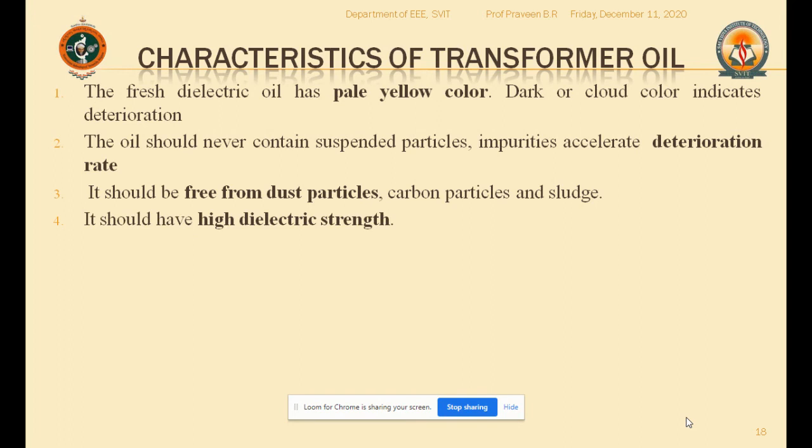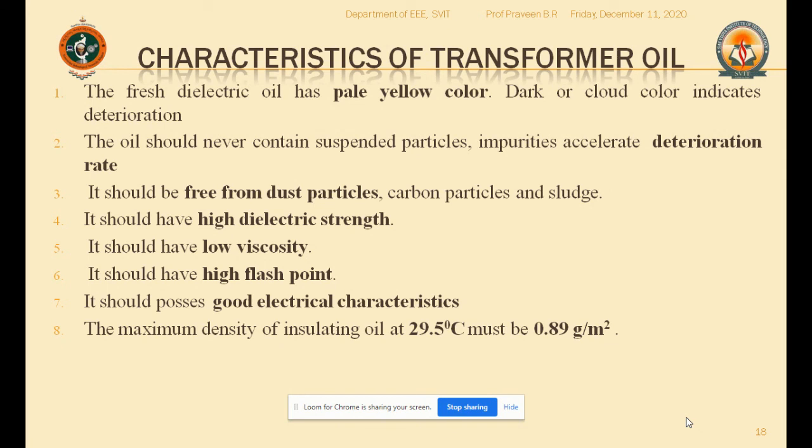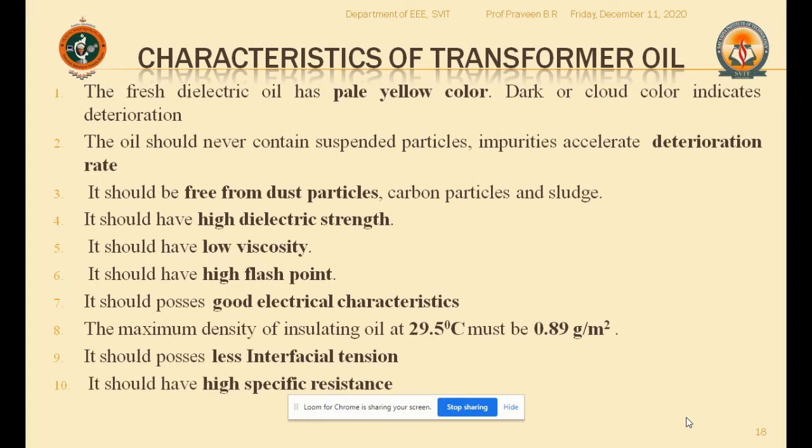It should have high dielectric strength. It should have low viscosity. It should have high flash point. It should have good electrical characteristics such as breakdown voltage, dielectric dissipation factor, all those things. The maximum density of the insulating oil at 29 degrees centigrade is 0.89 gram per meter square. It should possess less interfacial tension and it should have high specific resistance. So these are the 10 qualities of a good transformer oil which you always require.